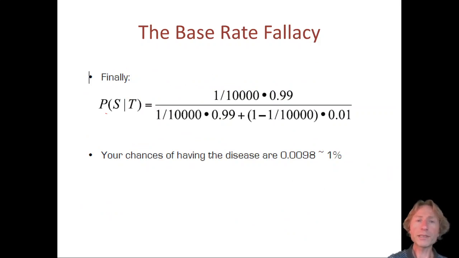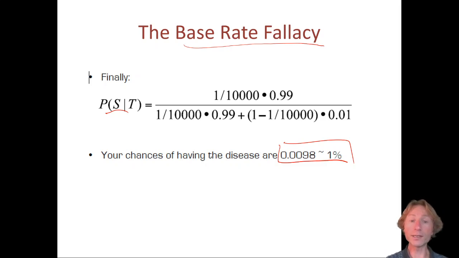So the probability of being sick, given that we test positively, is 1 in 10,000 times 0.99, over 1 in 10,000 times 0.99, plus 1 minus 1 in 10,000 times 0.01. And if you do the math, the probability of you actually having the disease, despite the fact that we were using a very reliable test and we tested positively, is less than 1%. And this is the base rate fallacy. So let's dig into that a little bit deeper.